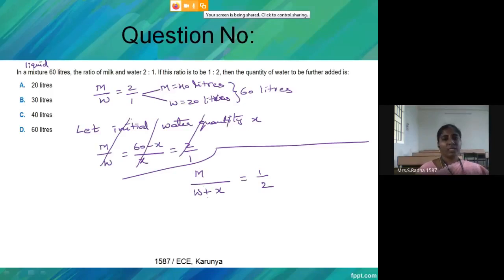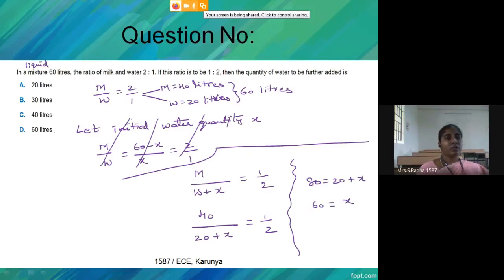Now milk is 40 liters from the beginning, water we had 20 liters, we are going to add some x quantity, and now the new ratio will become 1:2. One equation, one unknown variable. Now find the value of x. It is very easy. Cross multiply. 80 is nothing but 20 plus x, and the x value is 60 liters. You have to add 60 liters of water.